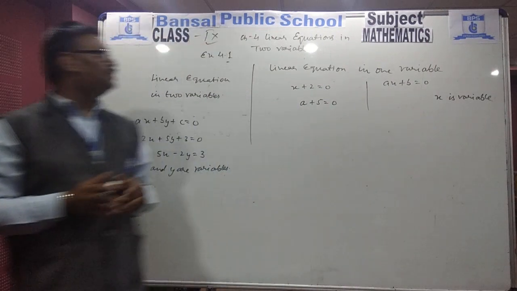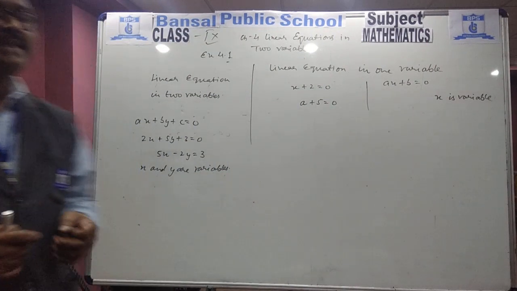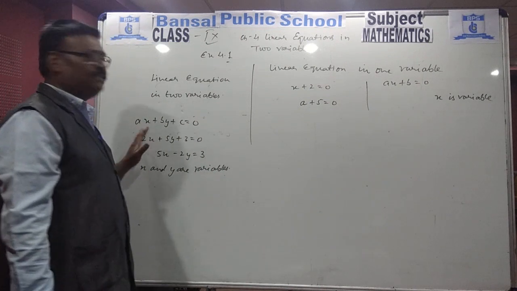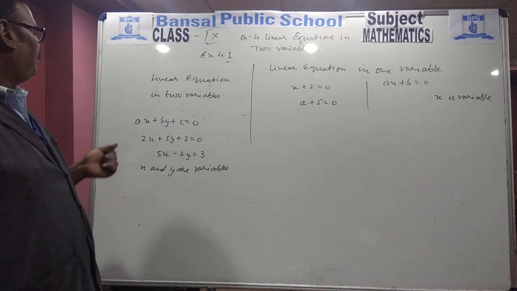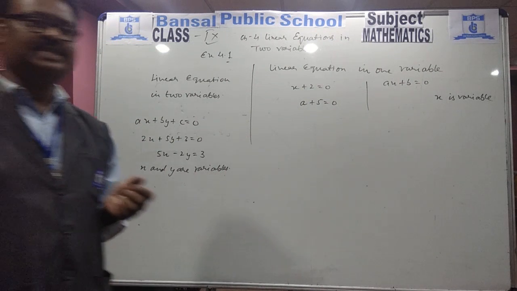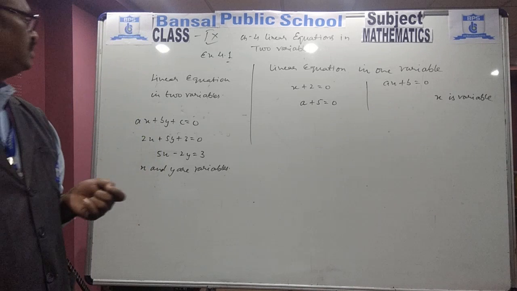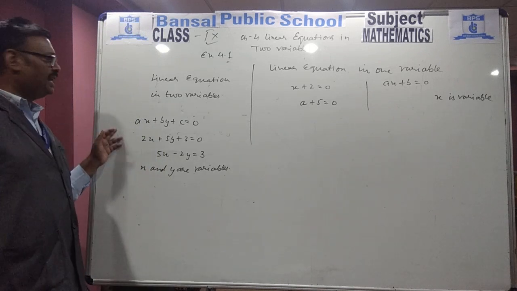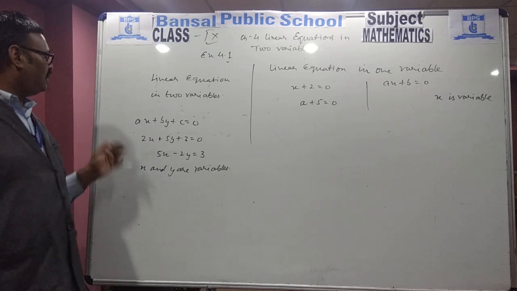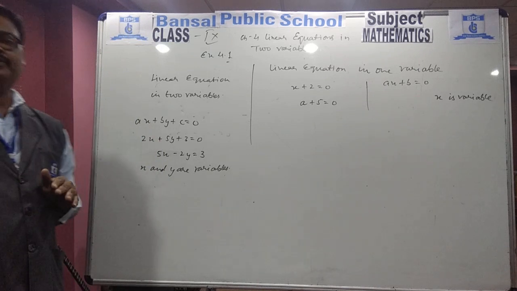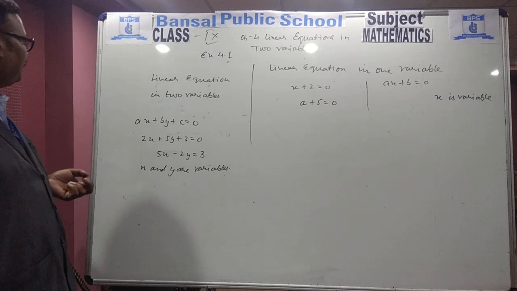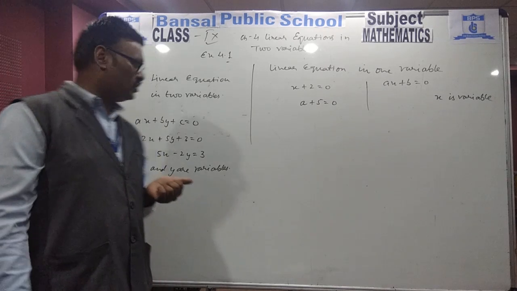Now next we have learned about linear equations in two variables. The general format, if I want to write, is ax plus by plus c is equal to 0. We know that x and y are two variables, meaning values can change here. And what about a, b, c? a, b and c are real numbers. And one more condition is there, a and b both together cannot be 0, because if they become 0, then there is no linear equation in two variables formation.